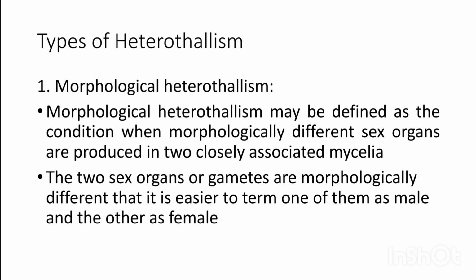One is morphological heterothallism, another one is physiological heterothallism. Morphological heterothallism can be defined as the condition where morphologically different sex organs are produced in two closely associated mycelia. Those two appear different, that means they look different. The two sex organs or gametes are so morphologically different that it is easier to term one as male and another as female.